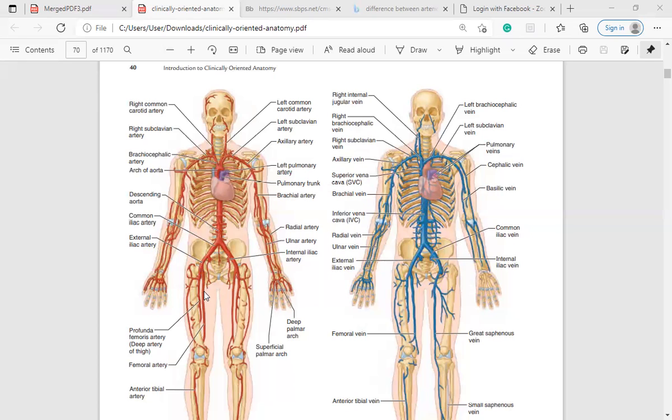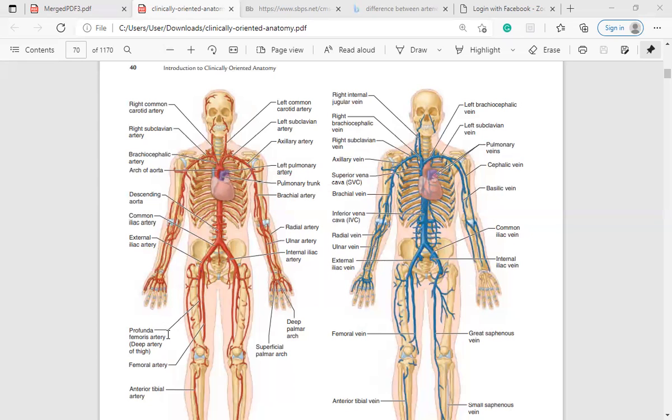But before forming the femoral artery, it will give off a deep branch, which is called the profunda femoris artery. Just the way we had a profunda brachii artery here, this one. So before this axillary artery formed the brachial artery, it gave off a deep branch called the profunda brachii. The same thing is happening here. The external iliac artery will give off a deep branch, which is called the profunda femoris.